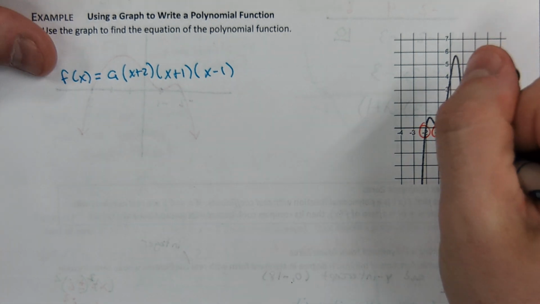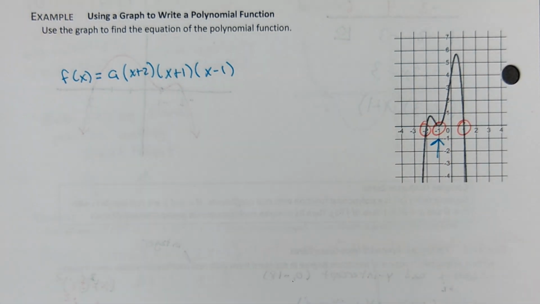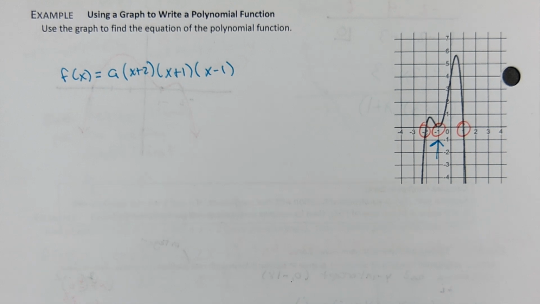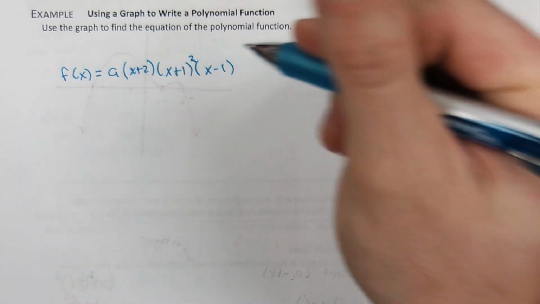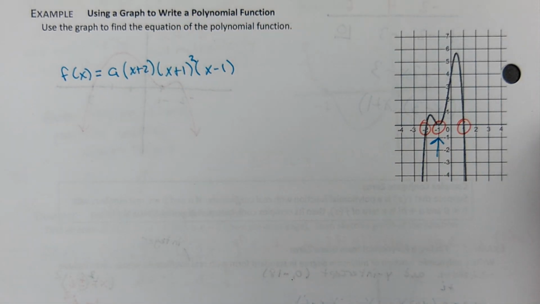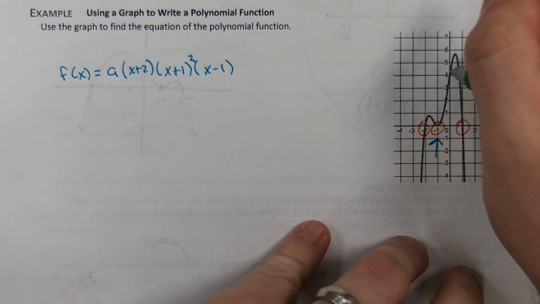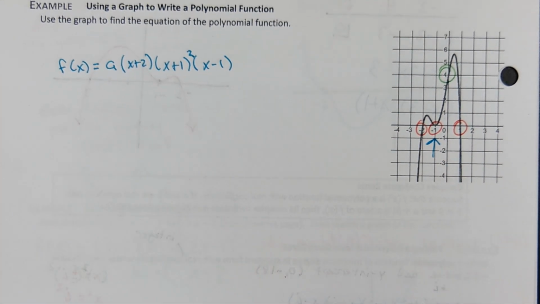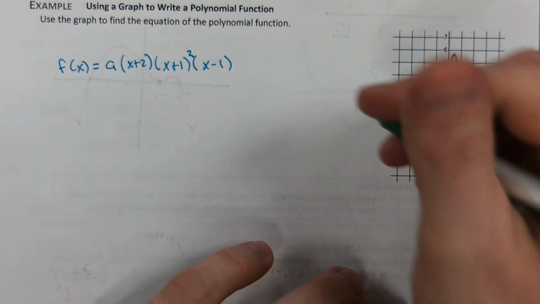But right here, my graph bounced. So what does that do? Puts a square on which factor? First one, second one, or third one? There it is, second one. Puts a square right there. This one doesn't say standard form, so let's just leave it factored. All we need to do now is make sure that that coordinate is respected. 0, 4.